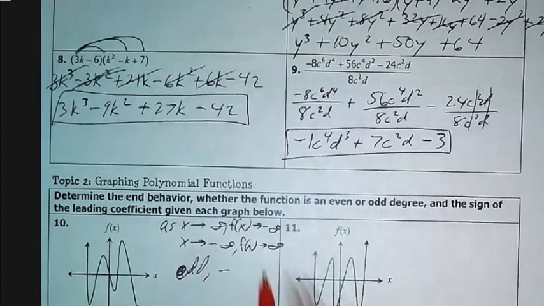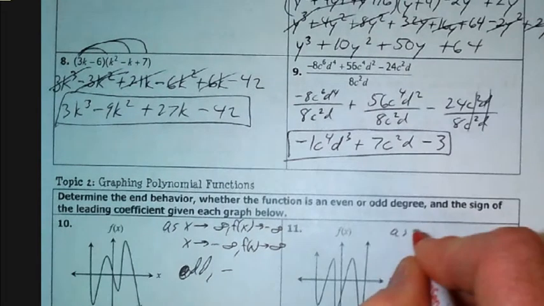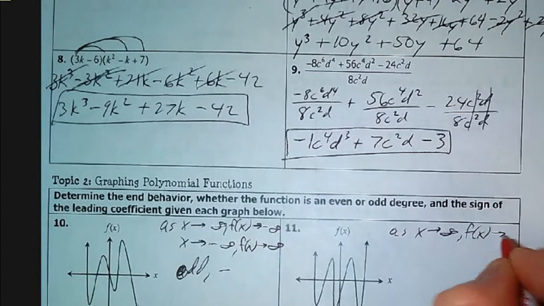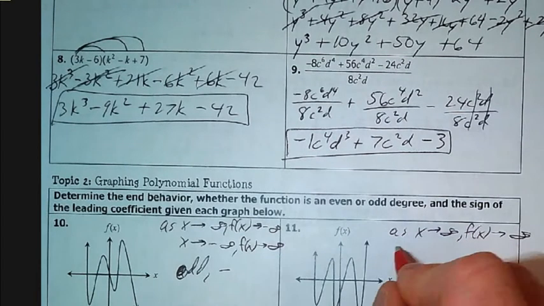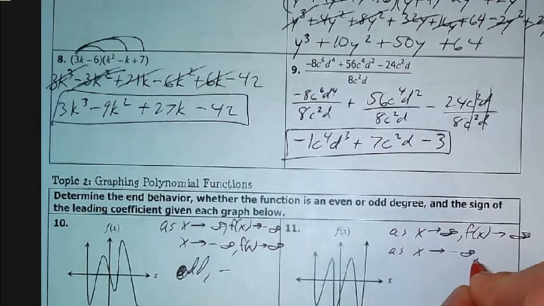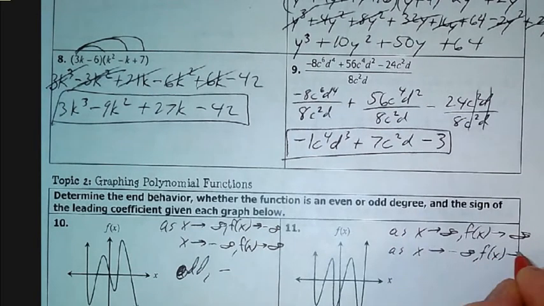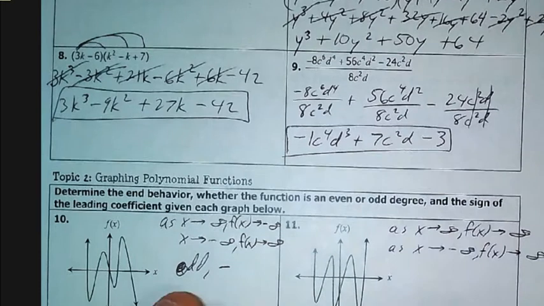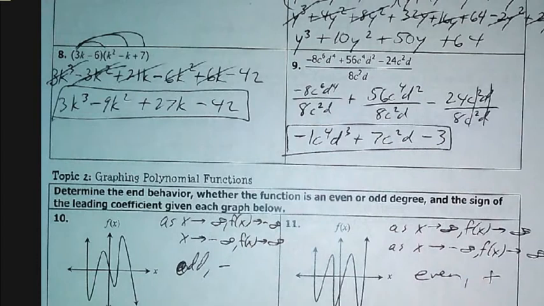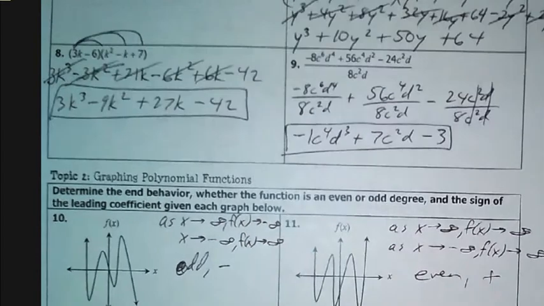Number 11, as x goes to infinity, f of x goes to positive infinity, and as x goes to negative infinity, f of x goes to positive infinity. And this is even, positive. Alright, flip it over.